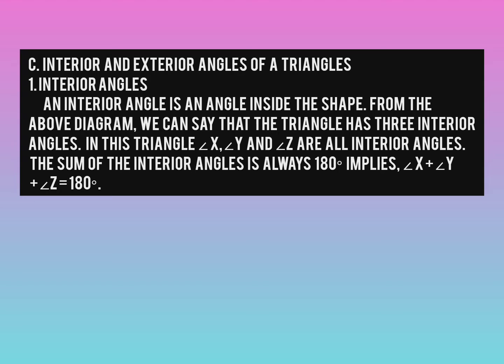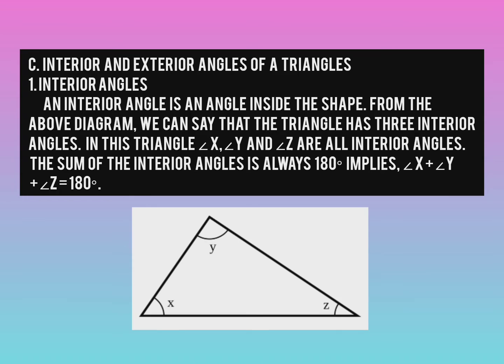Number 1, interior angles. An interior angle is an angle inside the shape. From the above diagram, we can say that the triangle has three interior angles. In this triangle, X, Y, and Z are all interior angles. The sum of the interior angles is always 180 degrees, which implies X plus Y plus Z equals 180 degrees. This is the picture of interior angles.